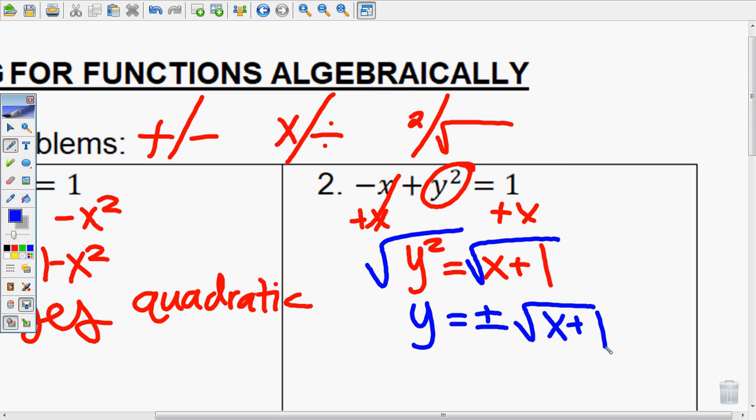What kind of function is this? It's not a function. Not because it's in the square root, but because I have a positive and a negative. That means I'm going to have to use my x's not once, but twice. So my x's are going to automatically repeat. And can we repeat? No. So this is not a function. And our reason is this guy.